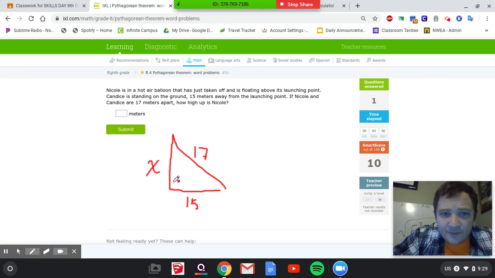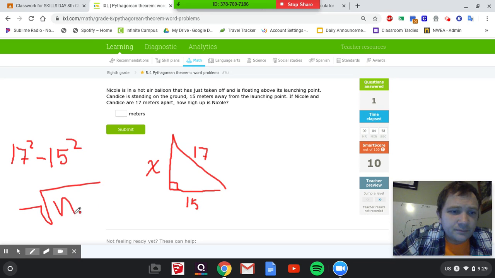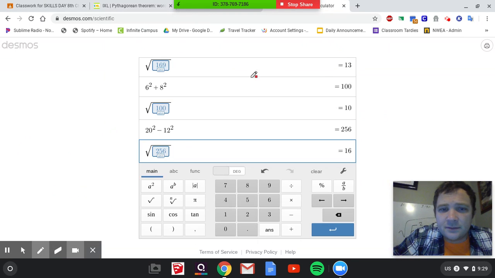Once again, we're given the hypotenuse. We're given a leg. We're solving for the missing leg. So I'm going to do the hypotenuse squared minus one of the legs squared. And we're going to take the square root of that to get our answer. I'm just typing in what you would type in your calculator. Okay, so let's go over to the calculator.